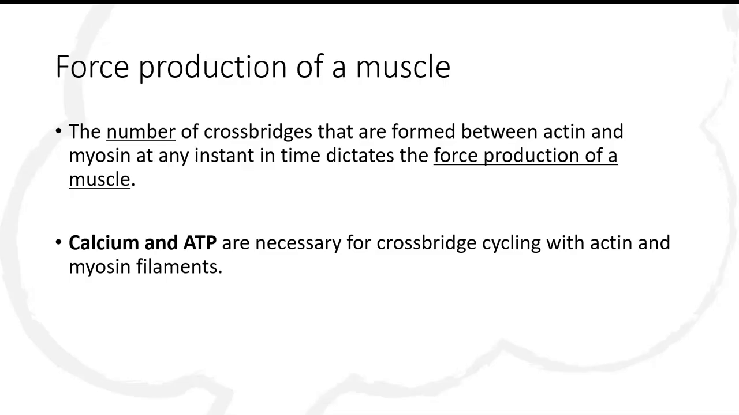So if we only have 2 or 3 actin-myosin cross-bridges cycling, you're only going to get a very minimal twitch, right? However, if we had 5,000, comparatively, engaging in cross-bridge cycling at one point in time, the power output of that muscle or those muscle fibers will be much greater.